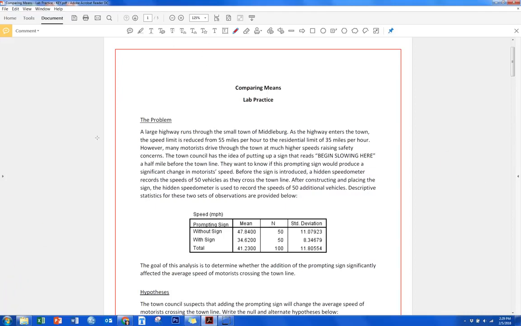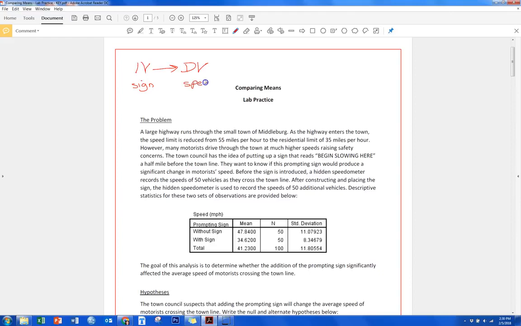What we have here is an experimental design. Now, this is an experiment rather than a correlational study because they have manipulated the independent variable. If we were to talk about this in terms of independent and dependent variables, remember that your independent variable is theorized to predict or cause some change in the dependent variable. In this case, the independent variable is the sign, and the dependent variable is the speed.